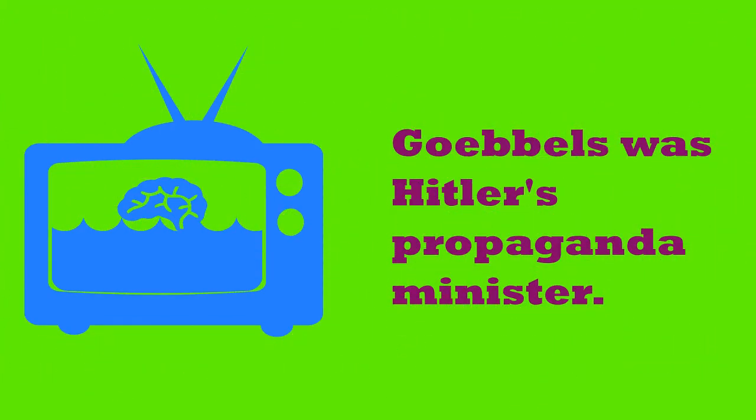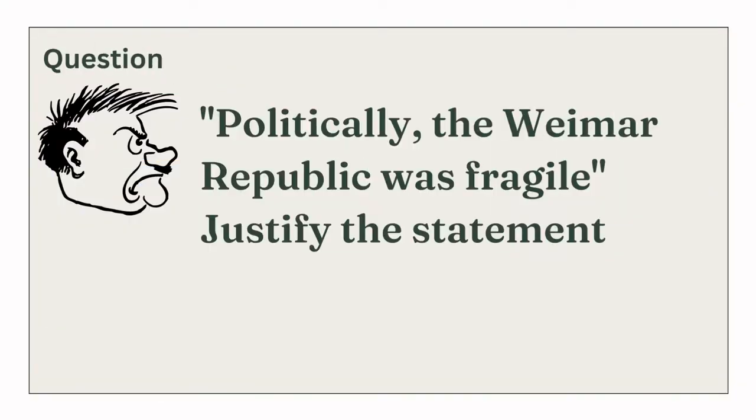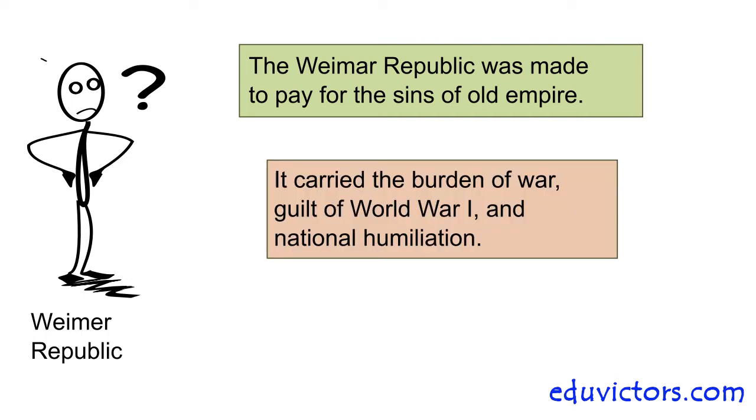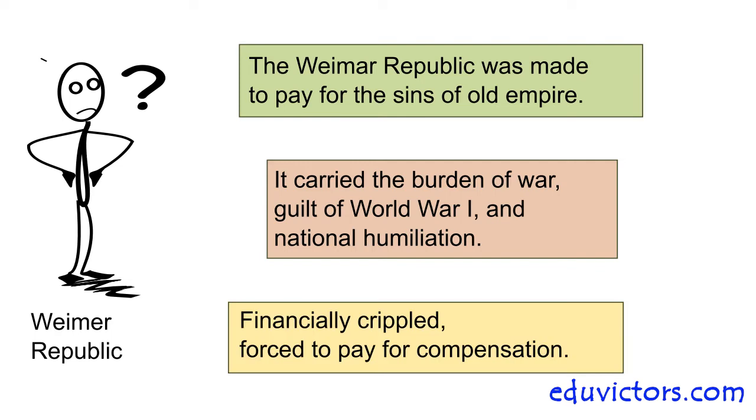Politically, the Weimar Republic was fragile. Justify the statement. The Weimar Republic was made to pay for the sins of the old empire. It carried the burden of war guilt of World War I and national humiliation. It was financially crippled by being forced to pay war compensation.